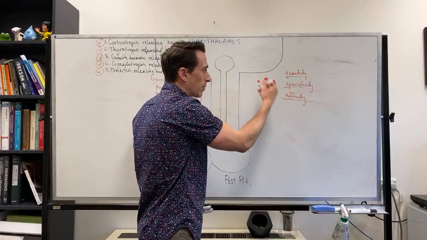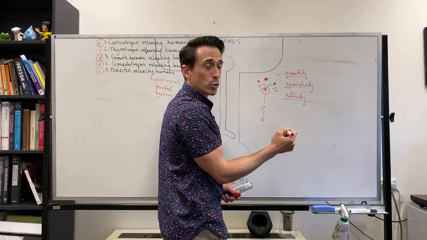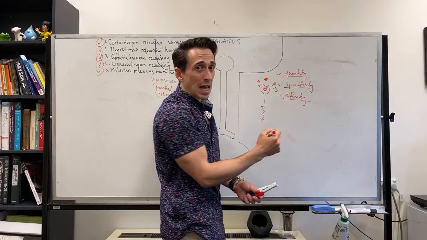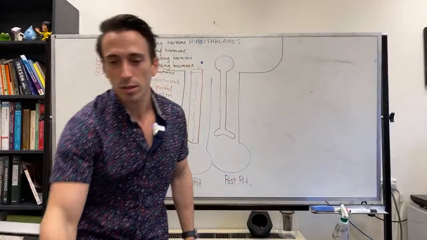So the three most important things that can affect how a hormone binds to a receptor and have downstream effects are the quantity, so how much hormone, the specificity, how specific it is to binding, and the affinity, how long it lasts in that receptor. Hopefully that answers your question. All right, let's go back to Maddie's quick question. Maddie's quick question, I'm just going to go back to my computer to read, was about the workbook.